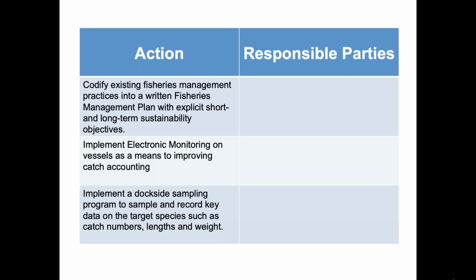So here we've got a new example to go through in the group. We have three fictitious actions here that may exist in a work plan for a FIP, and we wanted to ask participants in the webinar to identify possible responsible parties for each of these actions. So let's start with the first one. The first action is to codify existing fisheries management practices into a written fisheries management plan with explicit short and long-term sustainability objectives. Any thoughts as to who should be listed as responsible parties for this one? Feel free to type or to answer by voice.